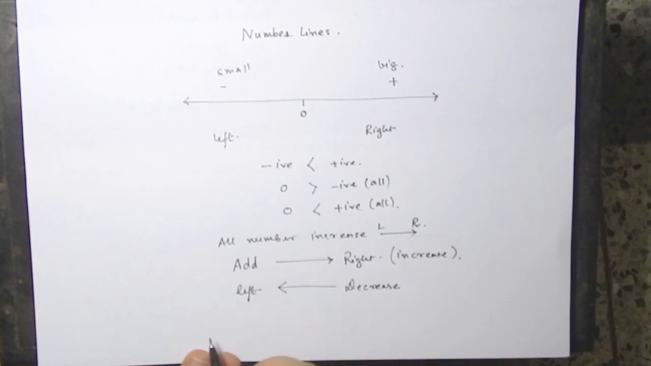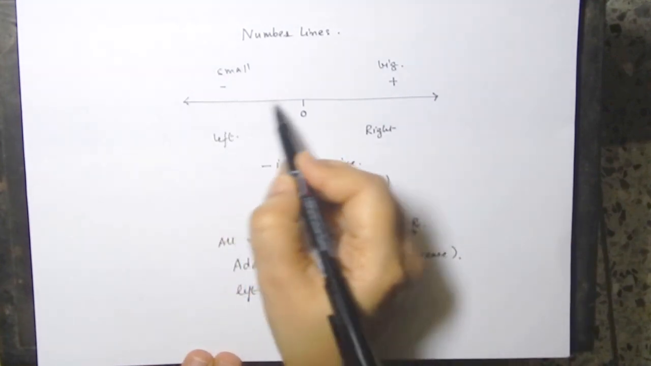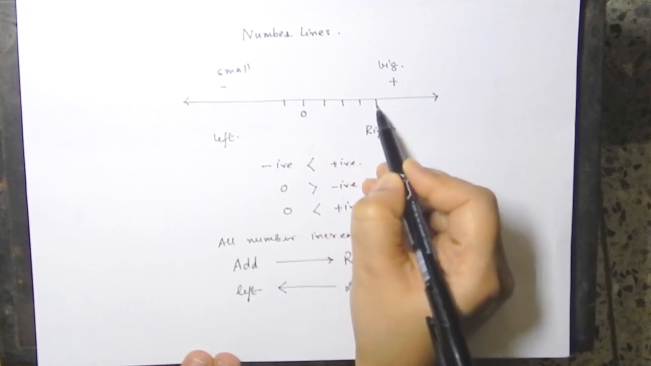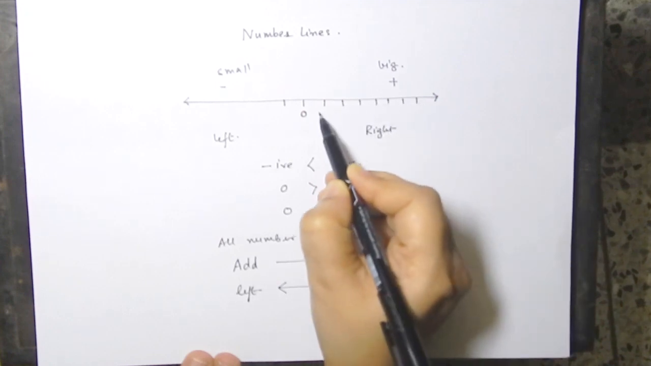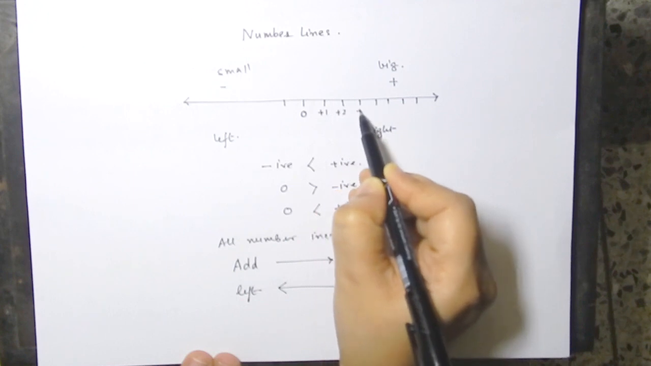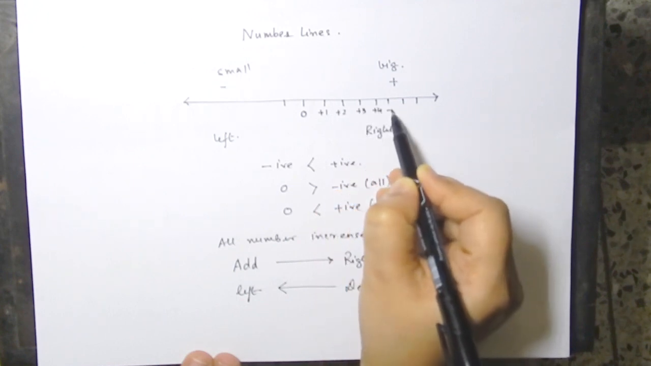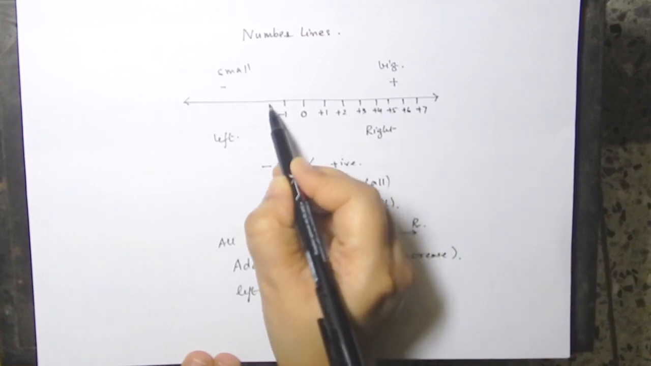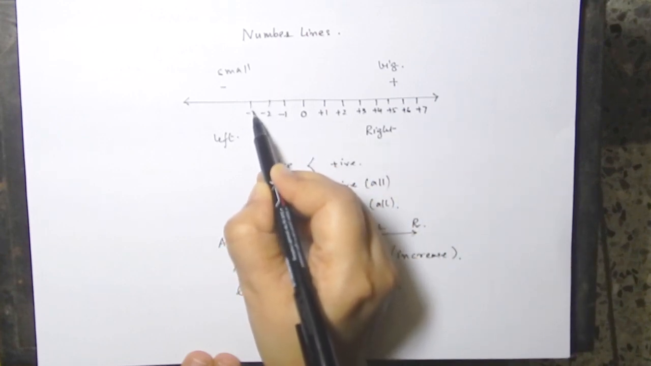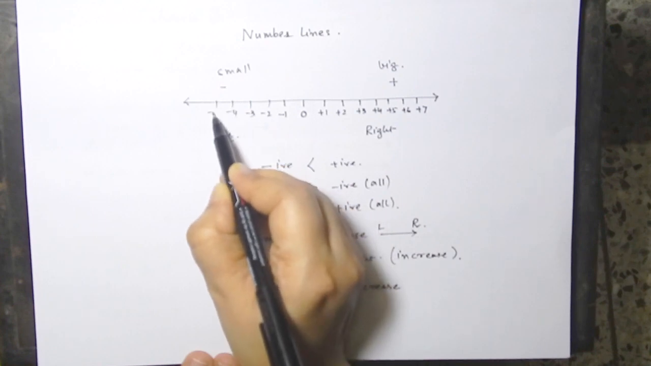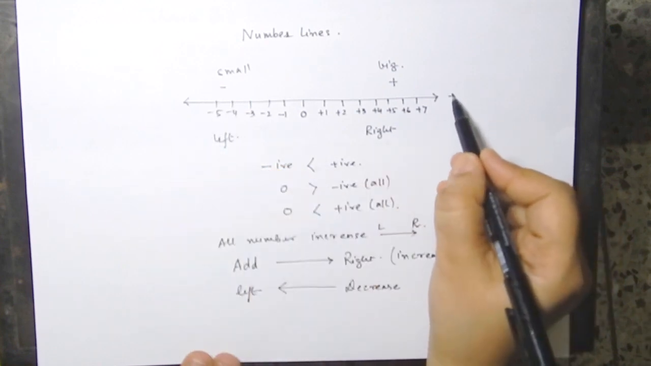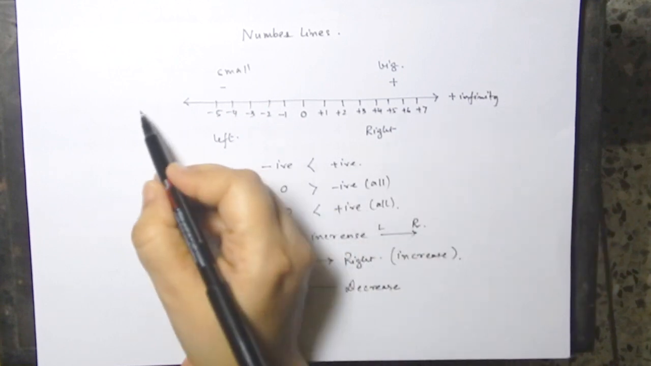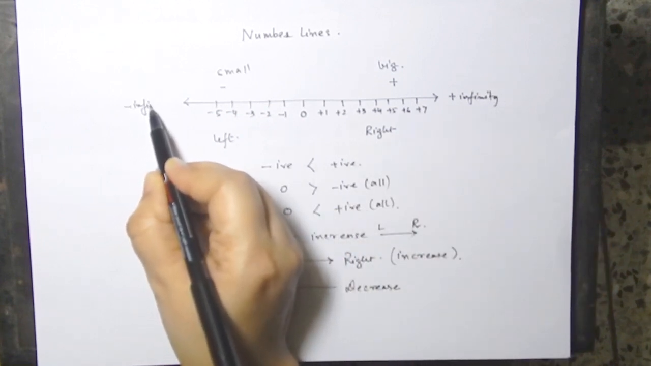Now whenever you draw a number line, see that the numbers are equispaced like this. So this is +1, +2, +3, +4, +5, +6, +7, and here you have -1, -2, -3, -4, -5 in this way till infinity. This side is plus infinity and this side is minus infinity.